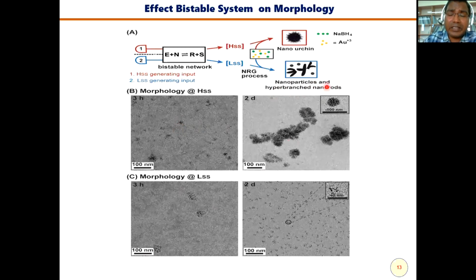In this profile, we can confirm by the TEM images. You can see clearly that after 2 days, it forms nano arching in the case of high steady state, whereas hyper branched nanorods form in the case of low steady state after 2 days.